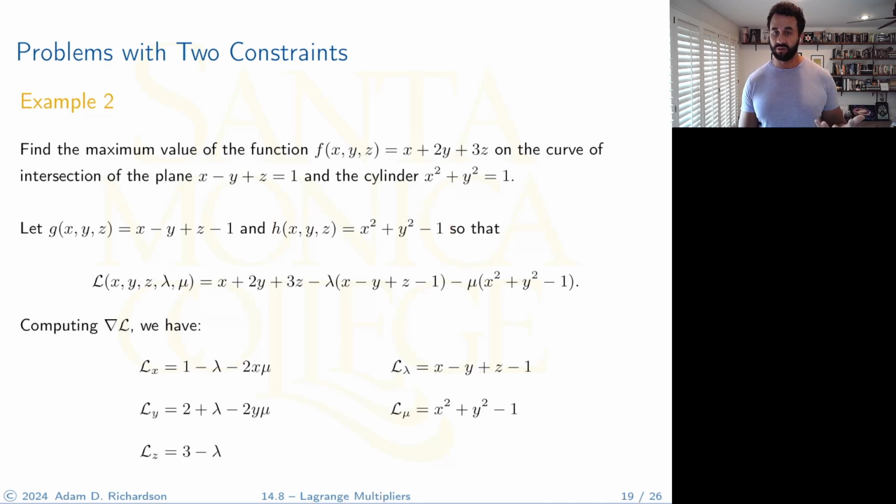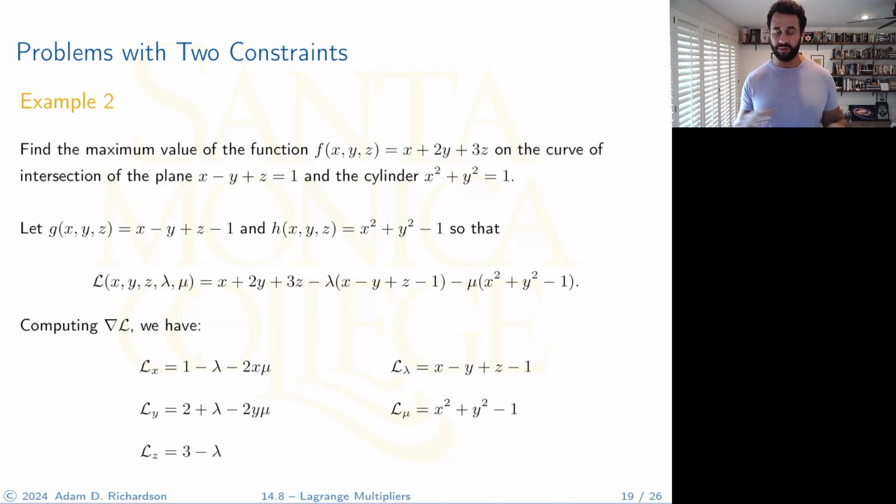Now we can formulate the Lagrangian. It's a function of 5 variables: x, y, z, lambda, mu. Here is f minus lambda g minus mu h. That's the Lagrangian. Now we're going to compute the partial derivatives with respect to x, y, z, lambda, and mu, and this is what you get just for the partials.